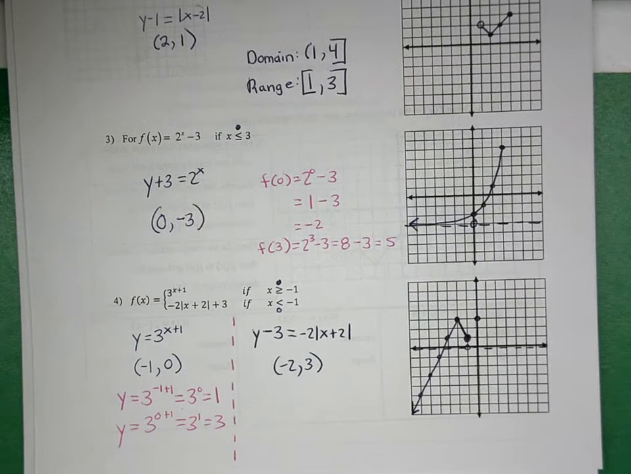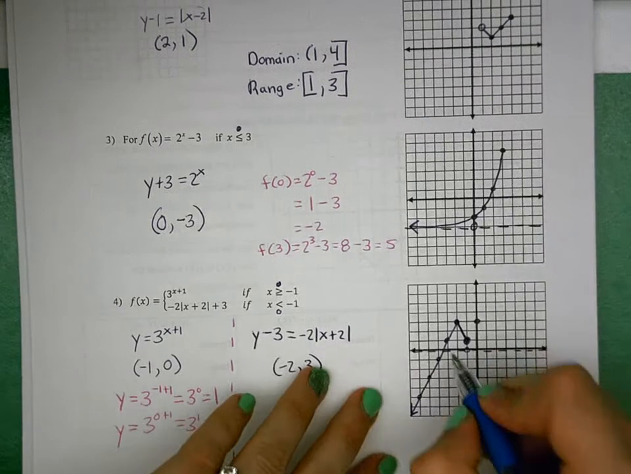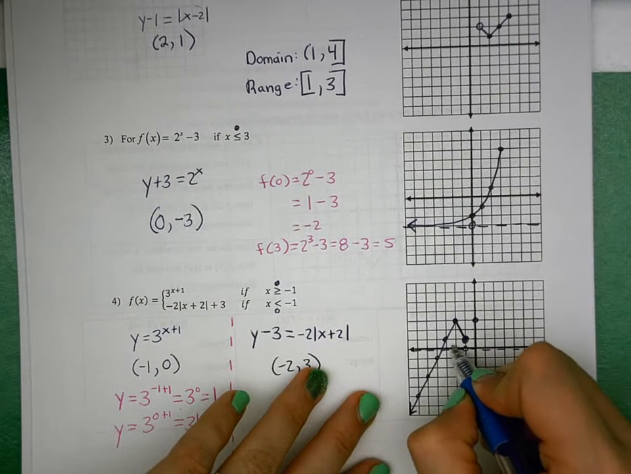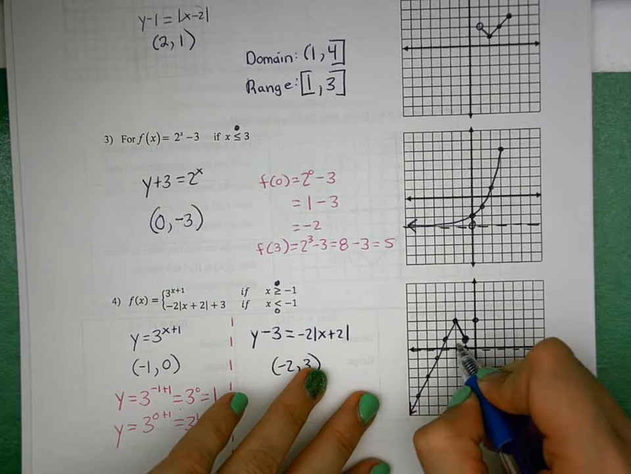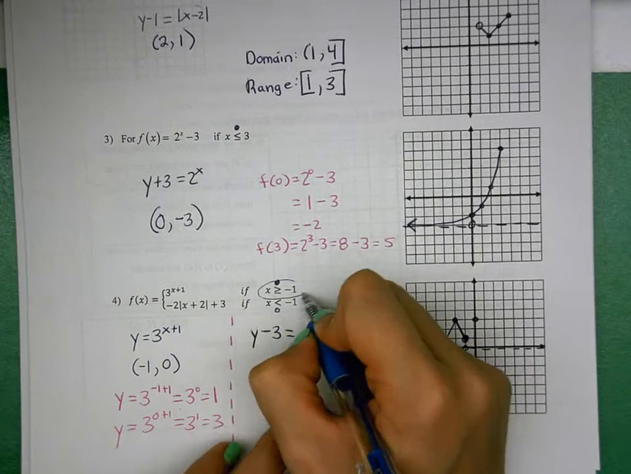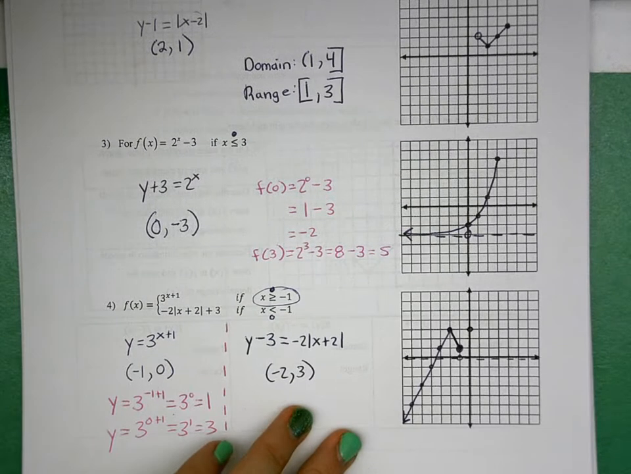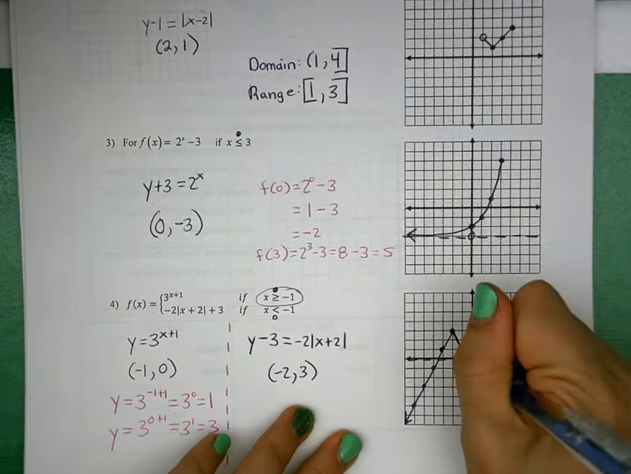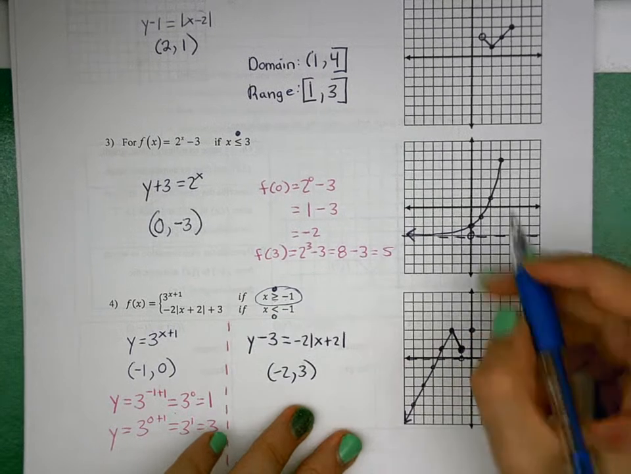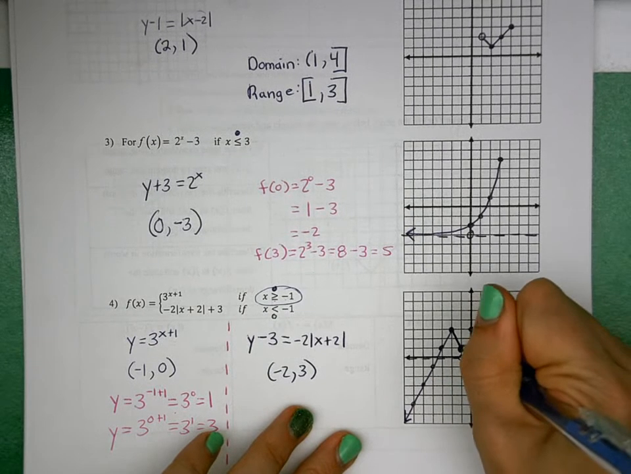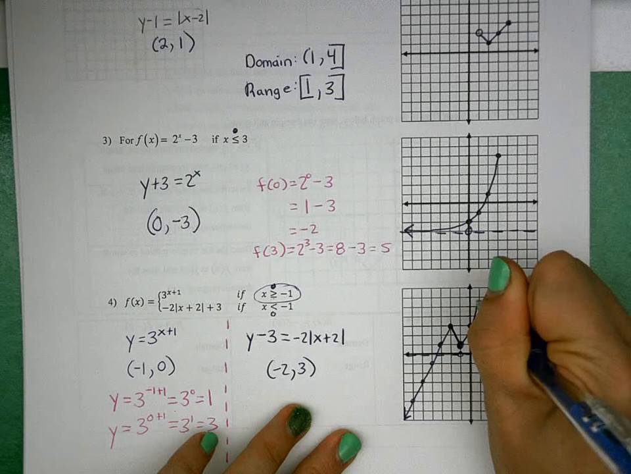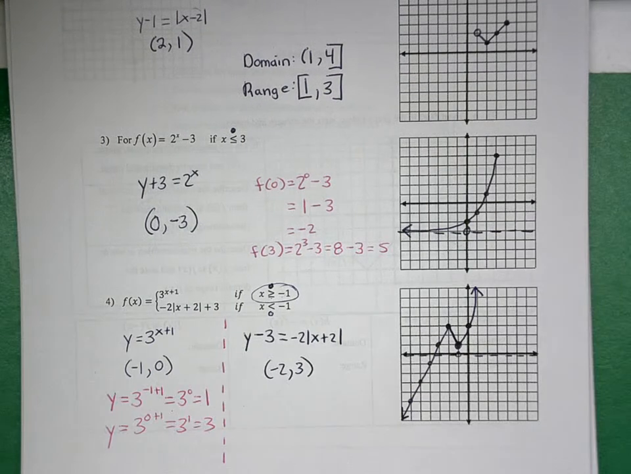Okay, and with that, I can sketch my exponential. Now, I'm not going to sketch what happened out here, because remember, my domain is greater than or equal to -1. I'm going to start here at x equals -1, and I'm going to go ahead and sketch upwards. And there's my piecewise.